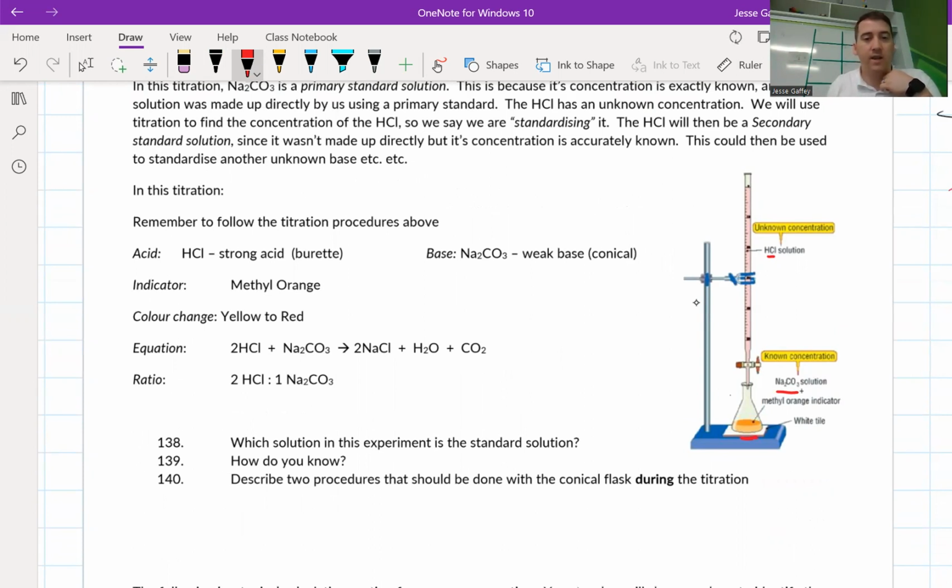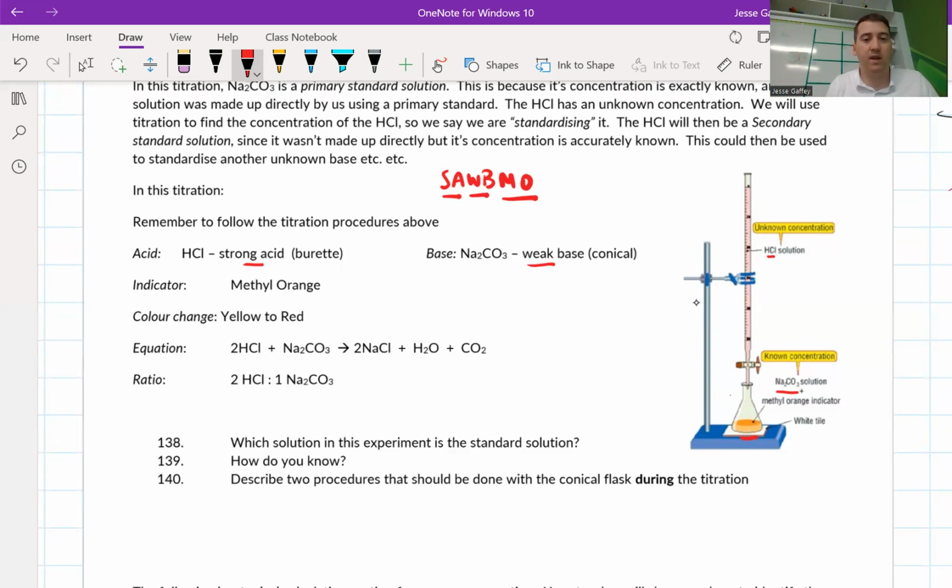Our indicator in this case is methyl orange. The reason why we use methyl orange is because this is a strong acid, weak base titration. There is a little acronym to help you remember this: SAWB-MO. Strong acid, weak base, methyl orange is the indicator. If you've got a strong acid and a weak base, use methyl orange.